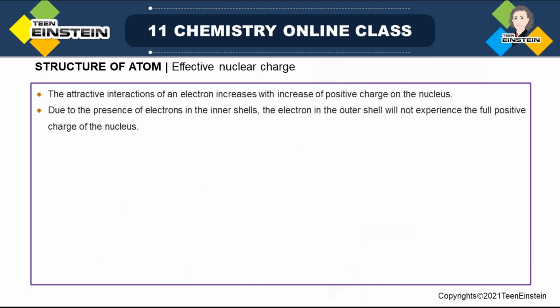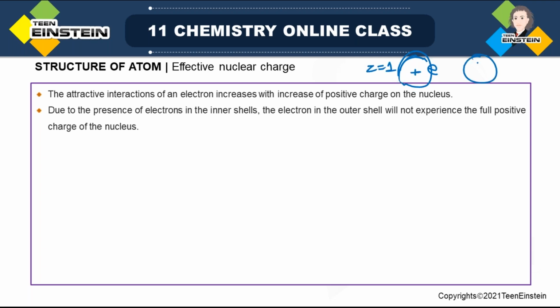So as we still have time, one more topic we can discuss: effective nuclear charge. The attractive interaction of an electron increases with increase of positive charge. Suppose we take the simplest one, hydrogen. In hydrogen there is only one electron, so there is only a single positive charge, that is, the Z value is 1.